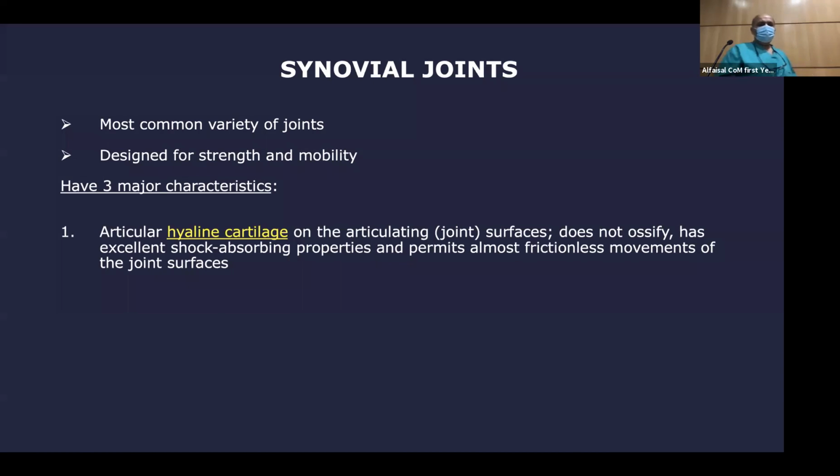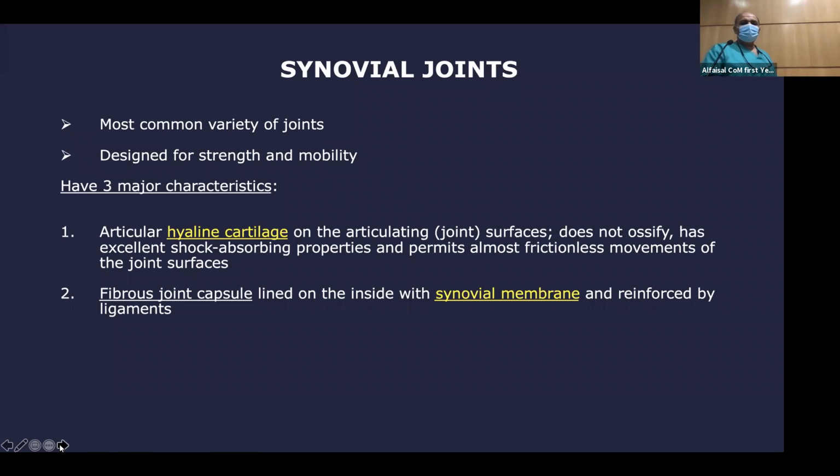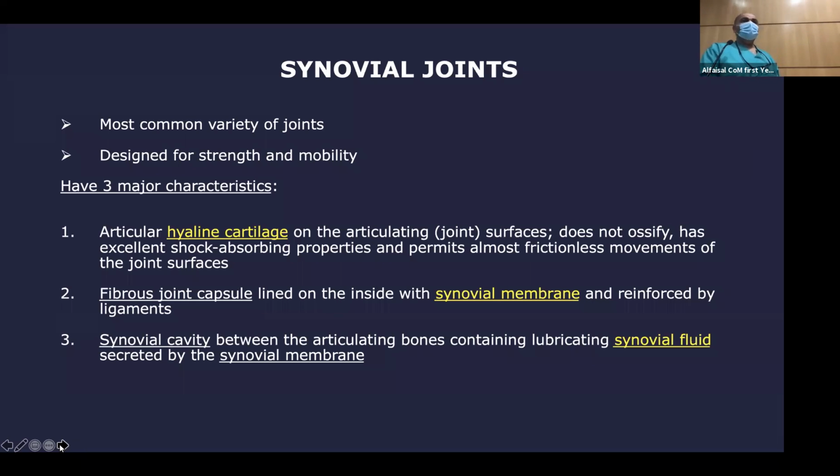So now we were talking about the characteristic features of a synovial joint. The first characteristic should be the lining: the cartilage which lines the two ends of the bone should be lined by hyaline type of cartilage. Are we good? The second characteristic, internally, the fibrous capsule should be lined by synovial membrane. And then it should be filled with the synovial fluid.